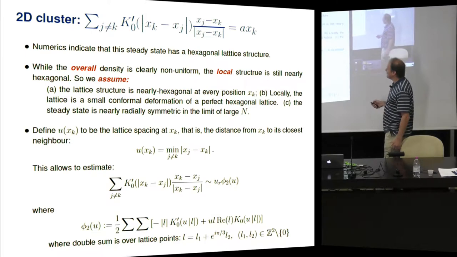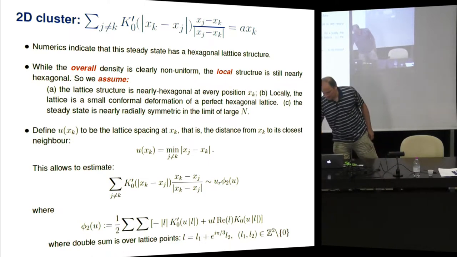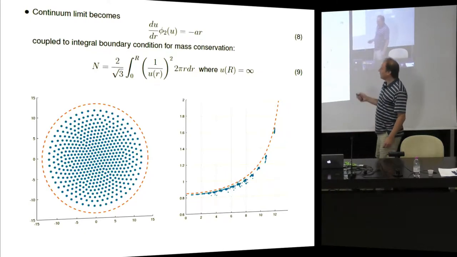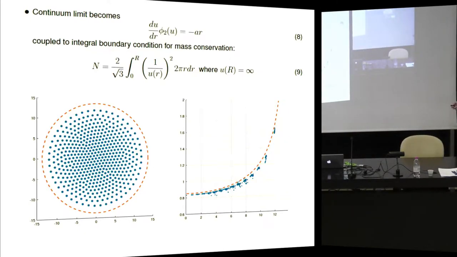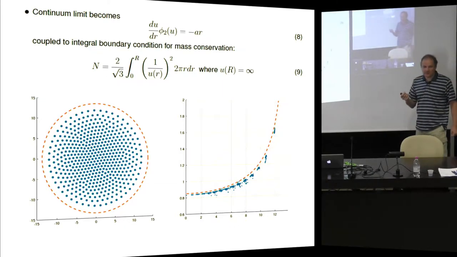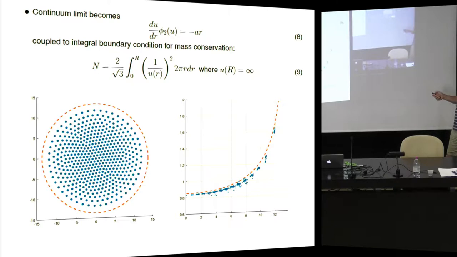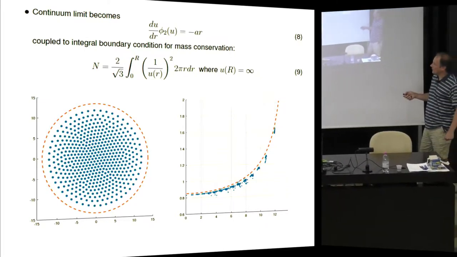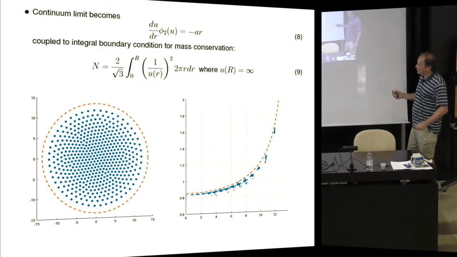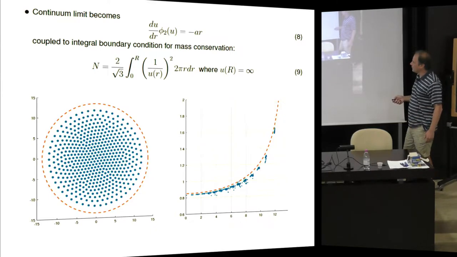With this function, the equation for the steady state becomes u_r times phi 2 of u, where u_r is the derivative with respect to the radius. I'm assuming radial symmetry here, so you still get a separable ODE. Now what does the density look like? Well, 1 over u is a linear density, because u is the distance to the neighbors. Then we integrate in two dimensions, so you have 1 over u squared, and a prefactor that comes from the hexagonal lattice. That's the two-dimensional density, and you set the integral equal to n. So you solve this ODE with phi 2 of u, given explicitly by the formula on the previous page, coupled to this boundary condition.